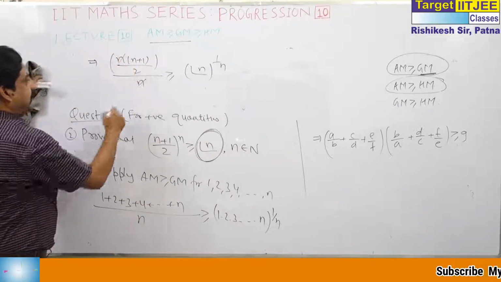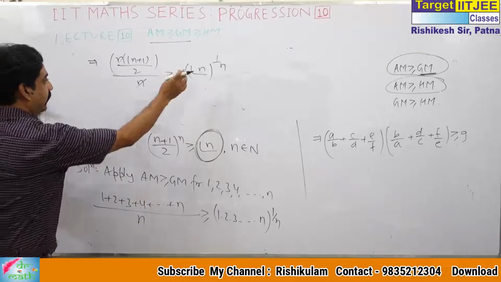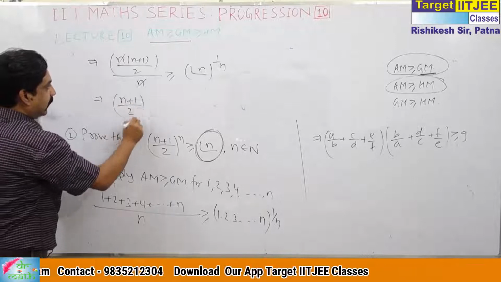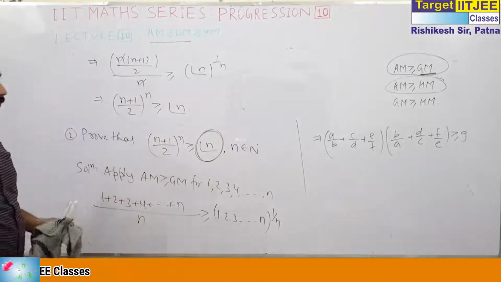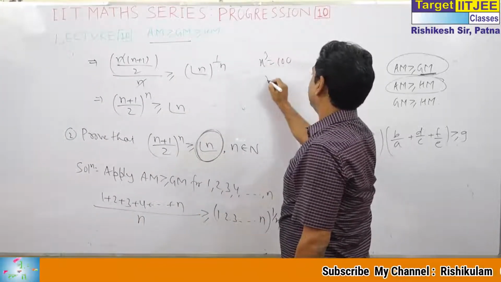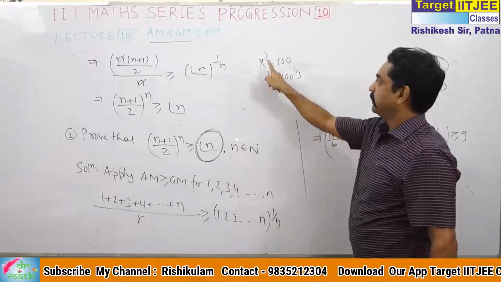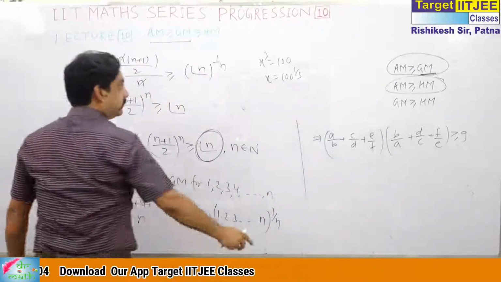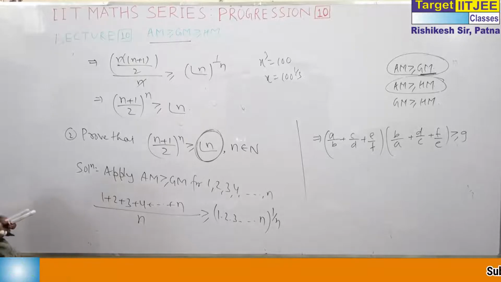You can cancel this n and exchange the power n. When we write power n on this side, what do you get? You get (n plus 1 by 2) to the power n is greater than or equal to n factorial. So proved. I think you know x cube is equal to 100 means x is equal to 100 to the power 1 by 3. When we exchange power, 1 by n shifts sides and goes to n. This is proper. So let me move to the next question.